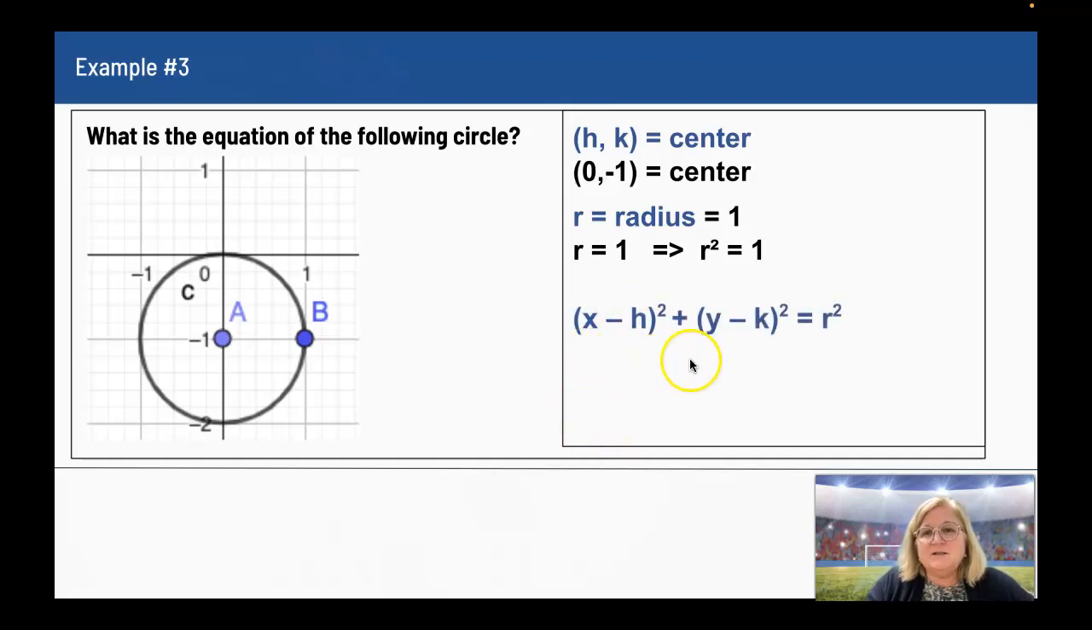x minus h squared plus y minus k squared equals r squared. When I put this in, I have x minus 0 squared plus y minus -1 squared equals 1. And I don't need the minus 0, so it just becomes x squared plus y plus 1, since minus a negative, squared equals 1.